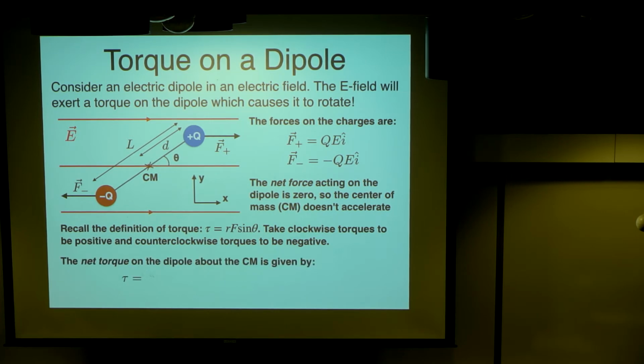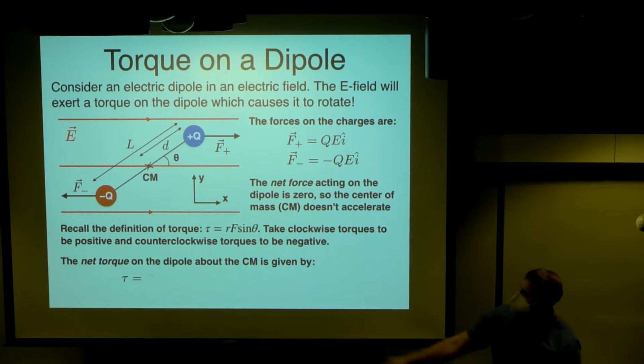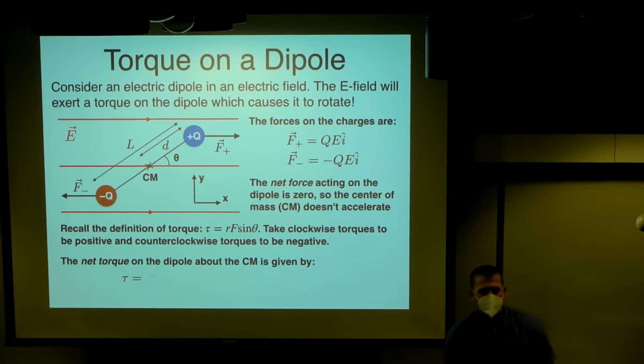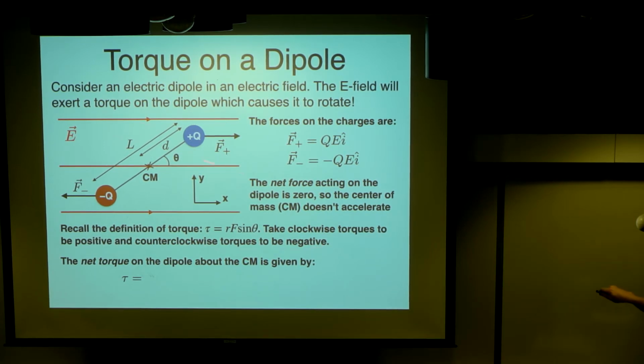Okay, so let's write down a formula for the net torque on the dipole about its own center of mass. So we're basically adding up two torques, right? We have a torque due to this force up here, which we can use this formula to give us, and then we have another torque due to this force right here. We'll use the same formula. Now both of these are actually in the same direction. They're both clockwise torques. So we'll give them both a positive sign.